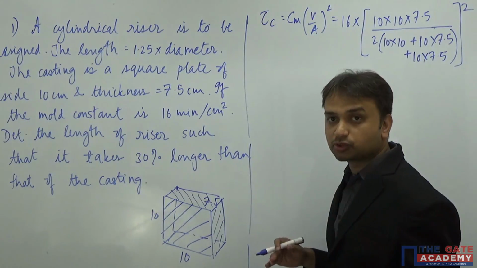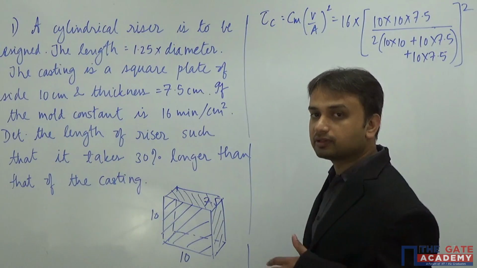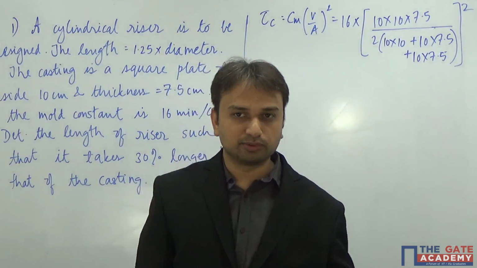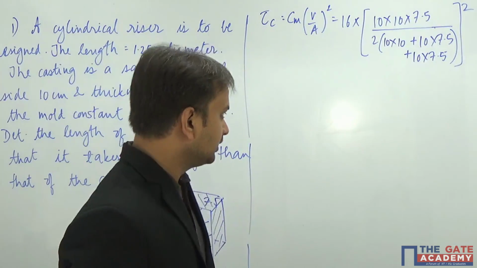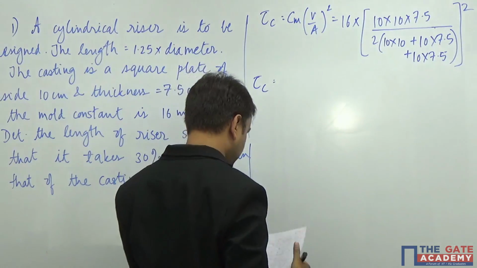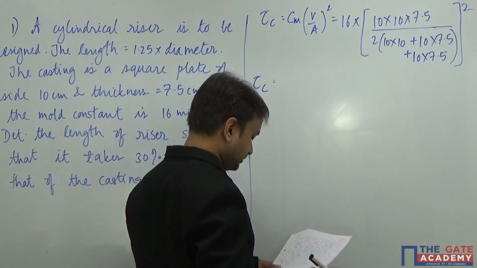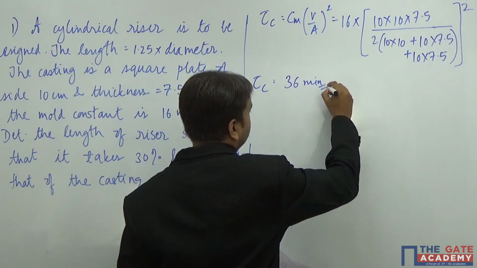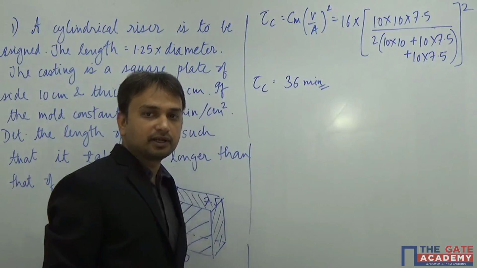Do not forget to square this term V by A, because it's a very genuine mistake. It's a very common mistake. People forget to square V by A. Okay, ratio. So when you solve for this, you will get tau for casting as, I already have the answer with me, 36 minutes. If you solve everything, you will arrive at 36 minutes, right?